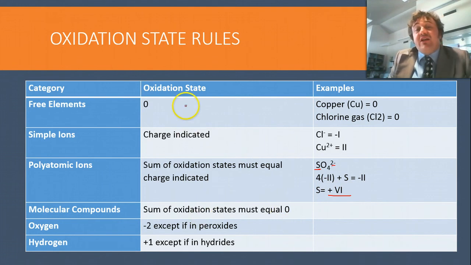Molecular compounds are like free elements. It's got a 0, because it's stable, it's not reacting with anything. Oxygen is -2, except in peroxides, which have a -1. Hydrogen is +1, unless it is a metal hydride, in which case it becomes -1.